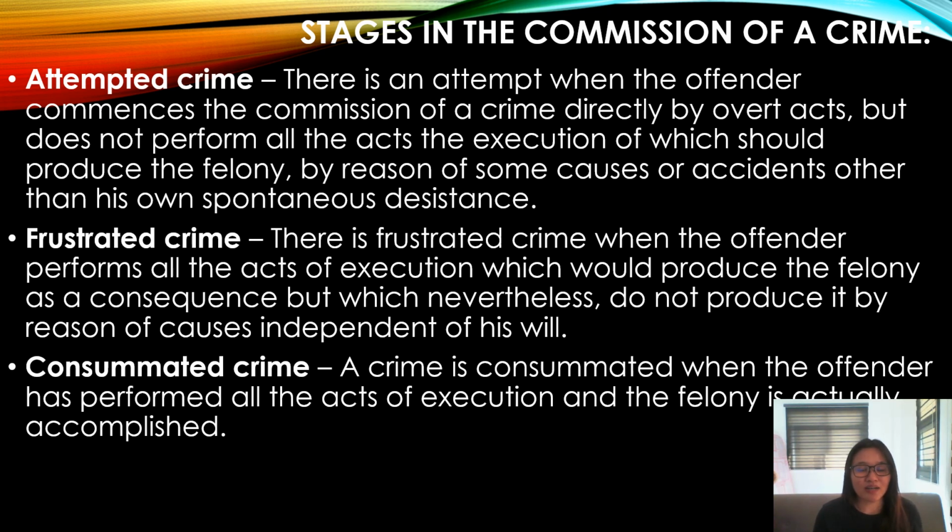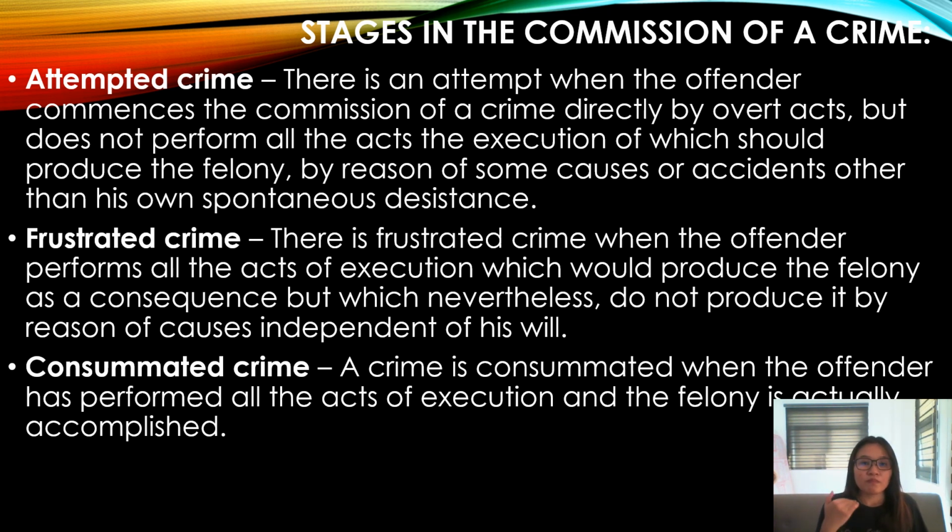Okay? Kapag attempted crime, guys, there is an attempt when the offender is nag-commence na to the commission of the crime directly by overt acts, but does not perform. Hindi niya ginawa lahat yung acts in the execution.